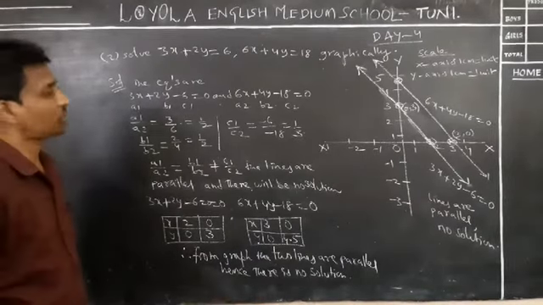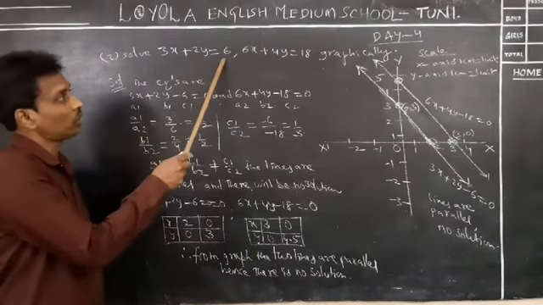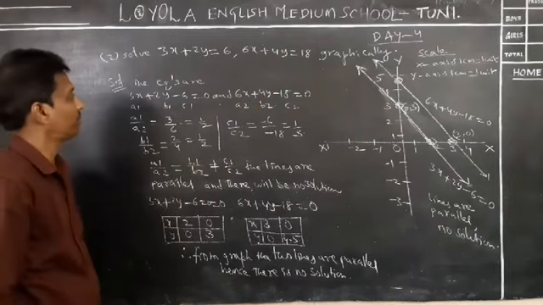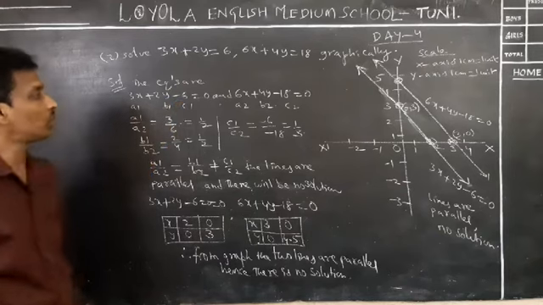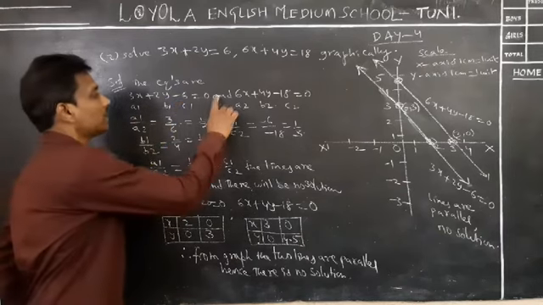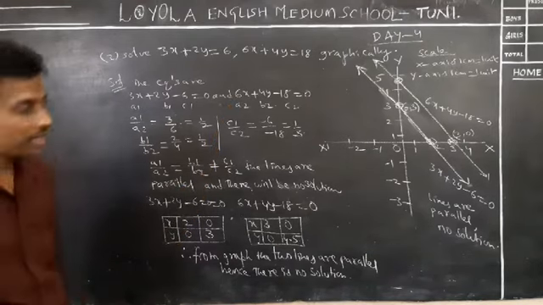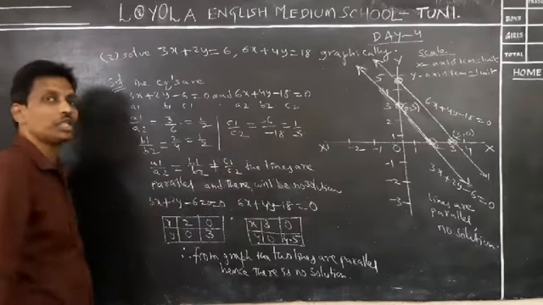Let us go to the next graph problem. Solve 3x plus 2y equals 6, 6x plus 4y equals 18 graphically. Let us take the first equation, 3x plus 2y minus 6 equal to 0, and the second, 6x plus 4y minus 18 equal to 0. These are A1, B1, C1, A2, B2, C2.